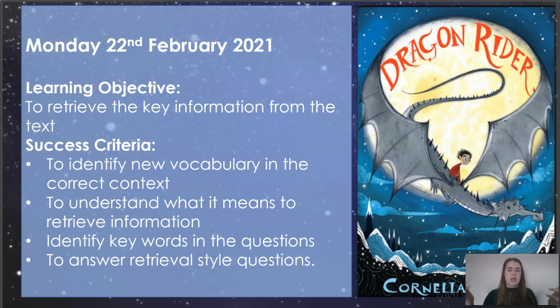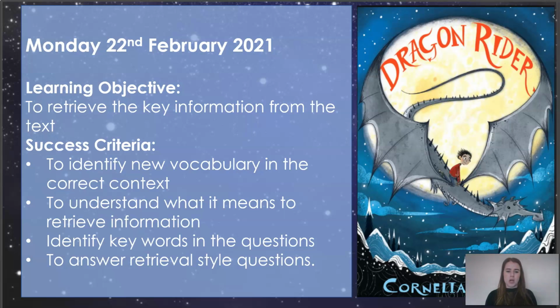Then we're going to look again at understanding what it means to retrieve information. What are the key skills with retrieving information? What are the different types of questions? What might they be asking? What do we need to look out for? We're going to identify the keywords in those questions. So it's always important to think, well, what is the question asking me? And what's the key information in that question that's going to help me find that answer?